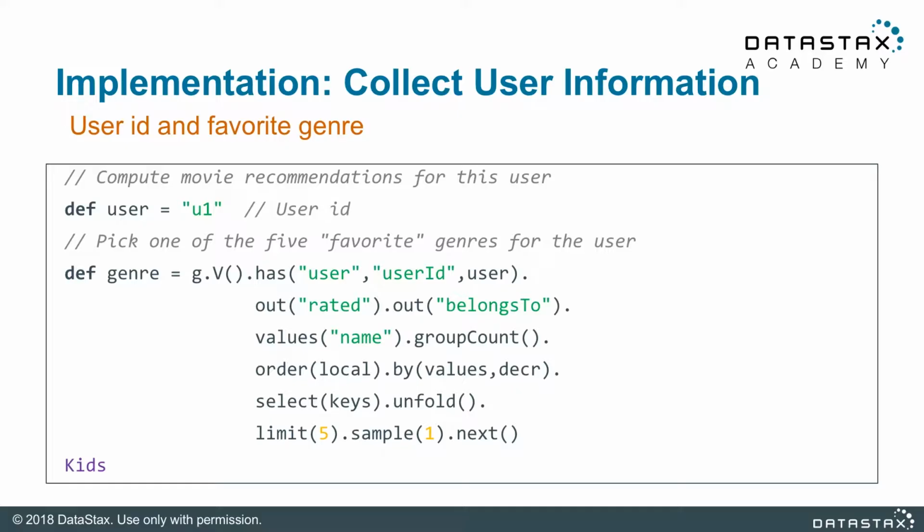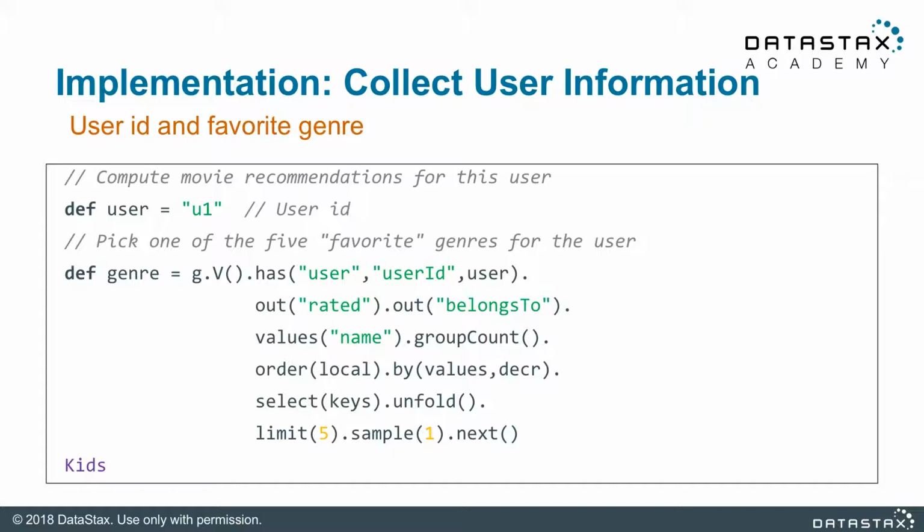So how would we go about coding something like this? Well, for starters, let's find the top genre for our target user. I'll walk you through this traversal line by line. We start by finding the target user vertex. Then we look at what movies that user has rated and what genre each of those movies belongs to.